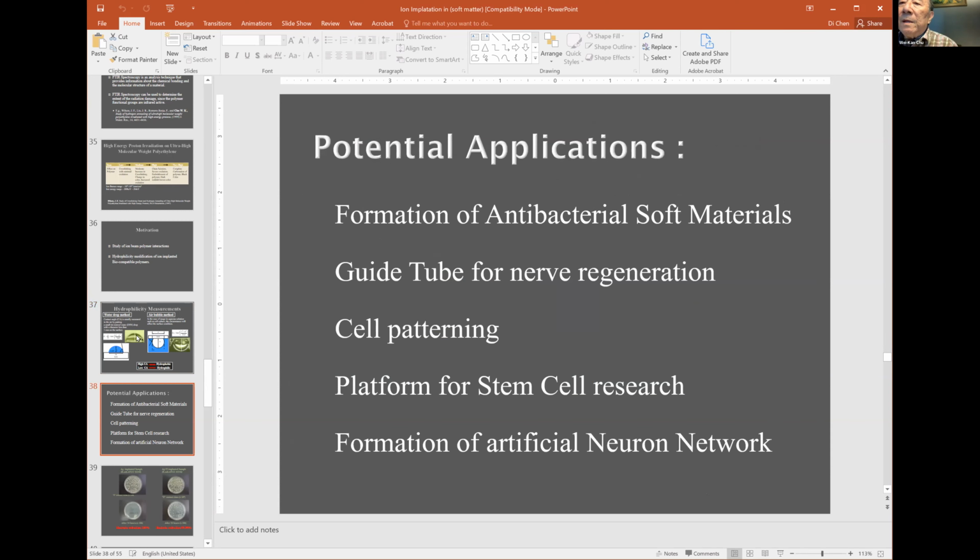The other type of application here is just for your awareness, and if students are interested, they can also do research in this area. It uses ion implantation to form antibacterial soft material. They can form guide tubes for nerve regeneration. They can pattern cells, or form a platform for stem cell research. They can form artificial neurons and so on.